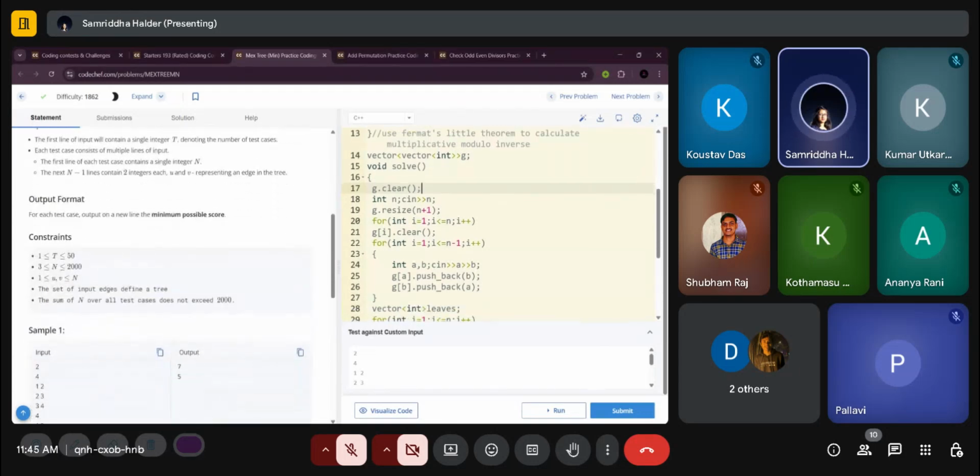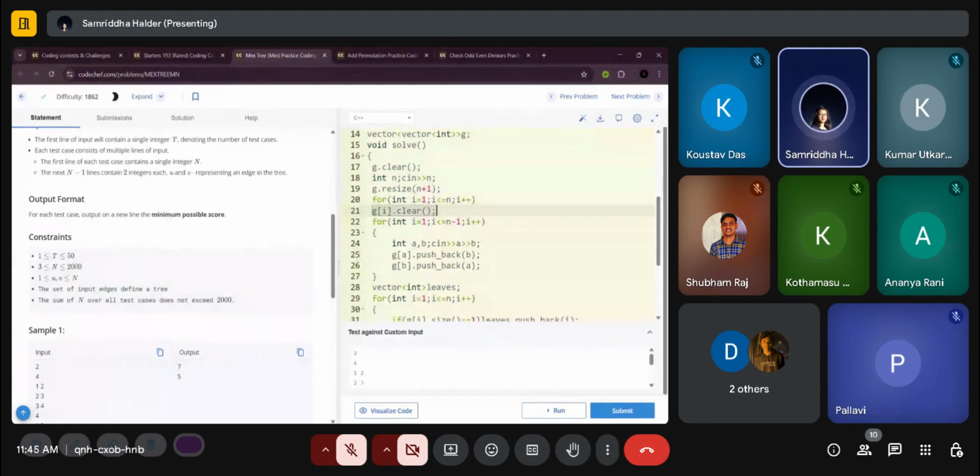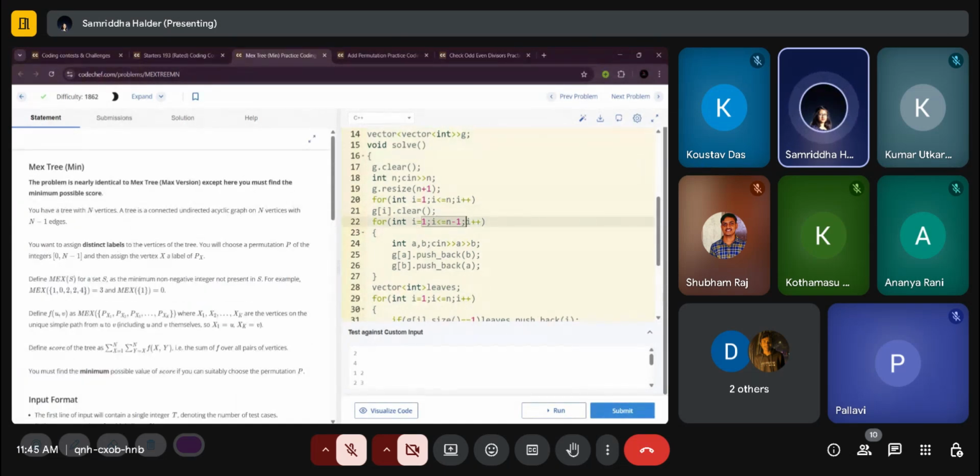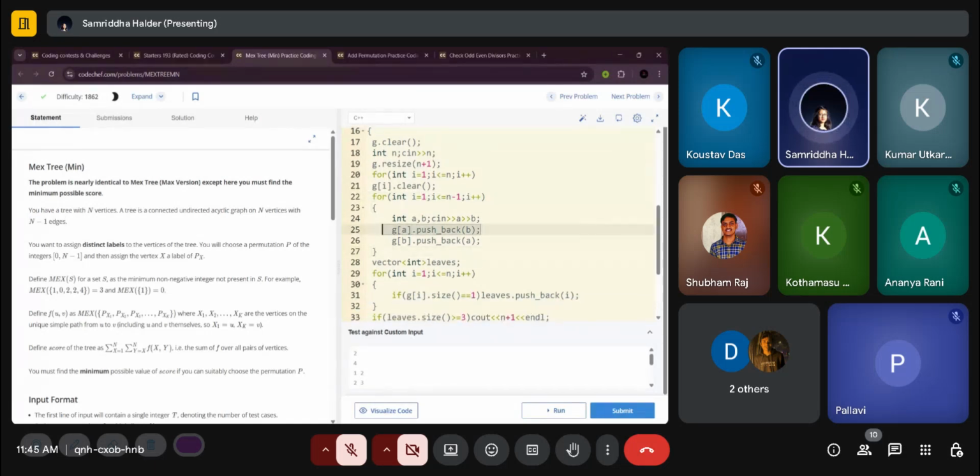Then we'll take as input n, that is, the number of nodes, from one index. Then g[i].clear. This means that whatever nodes are attached to the particular node, we are first clearing it out, for the same reason that we are using the same g vector across all the test cases. Now, from 1 to n minus 1, because it's written here also that for a tree with n vertices, we have n minus 1 edges. So for taking the input as edges, we did this.